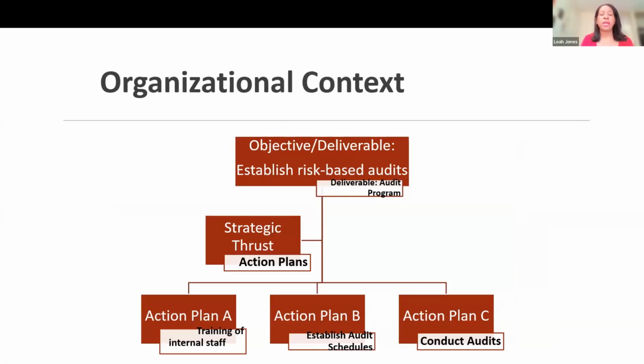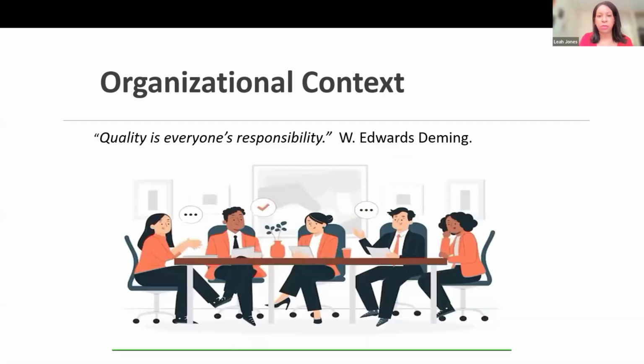And you can combine it also where all the internal stakeholders are involved with the deliverables, such as establishing a risk-based audit program or risk management program. And all of the stakeholders can be involved with the implementation of these quality programs, because as Deming said, quality is everyone's responsibility.